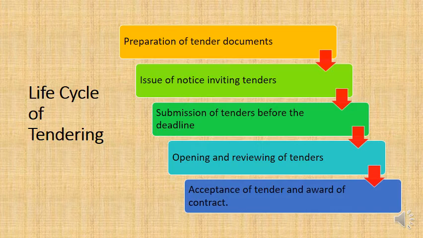But opening and reviewing tenders: once the tender committee, the engineers, have all of the tenders submitted from the contractors, they will open the tenders and review them, and they will assess the tenders. And in that evaluation, they are going to decide which contractor they want to hire for the scope of works described in the tender documents.